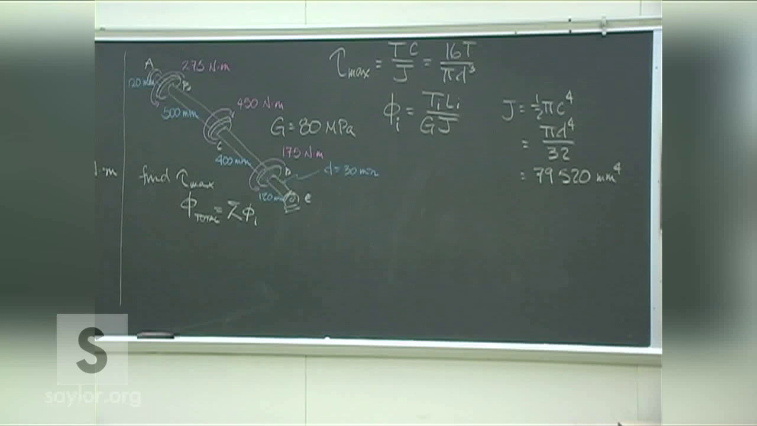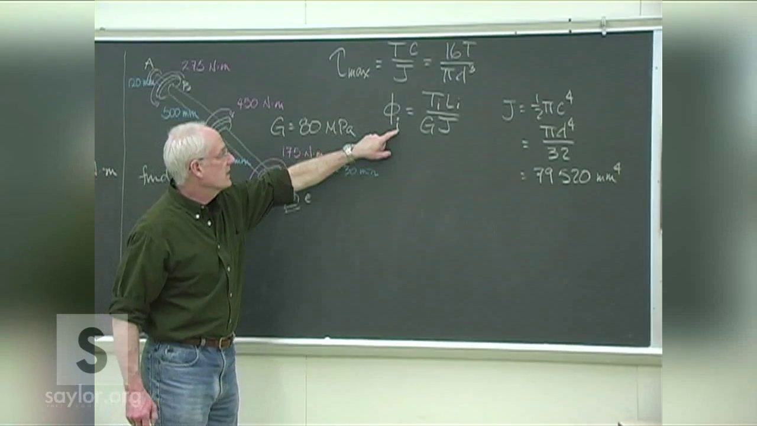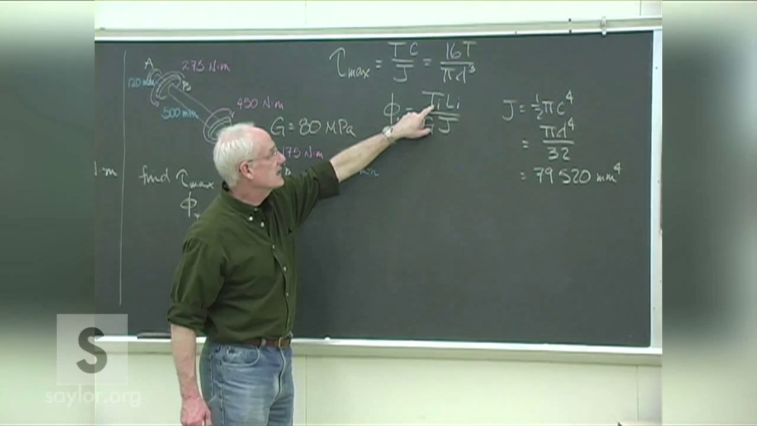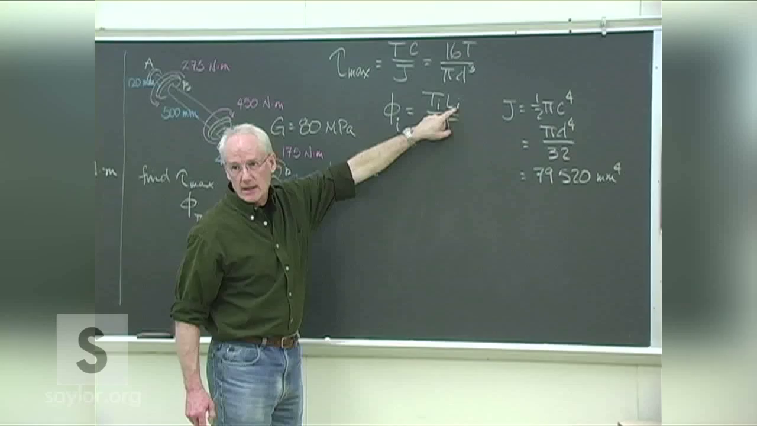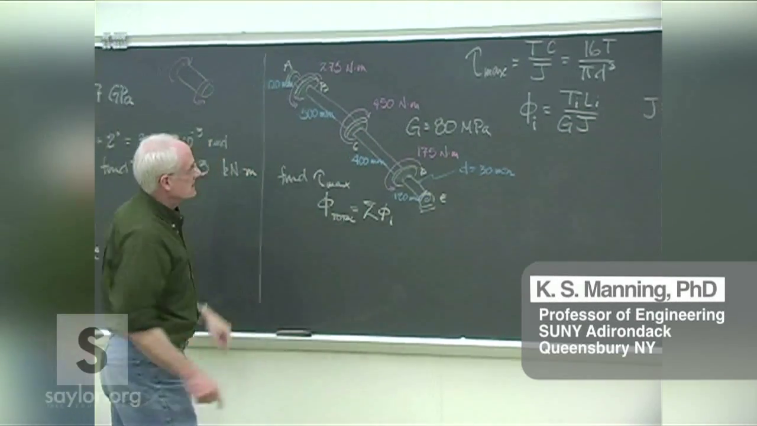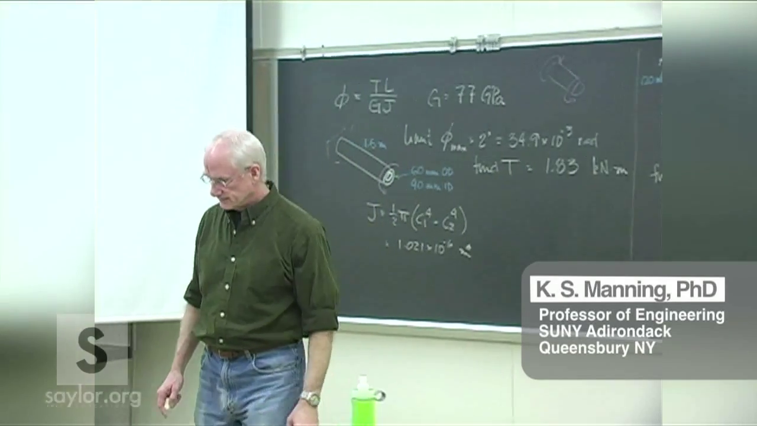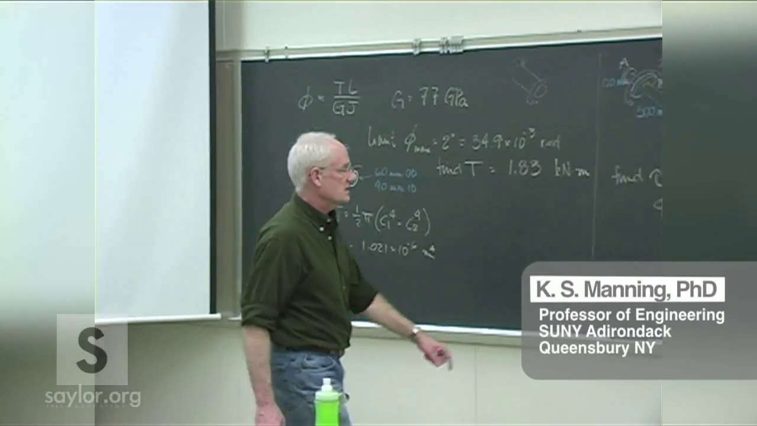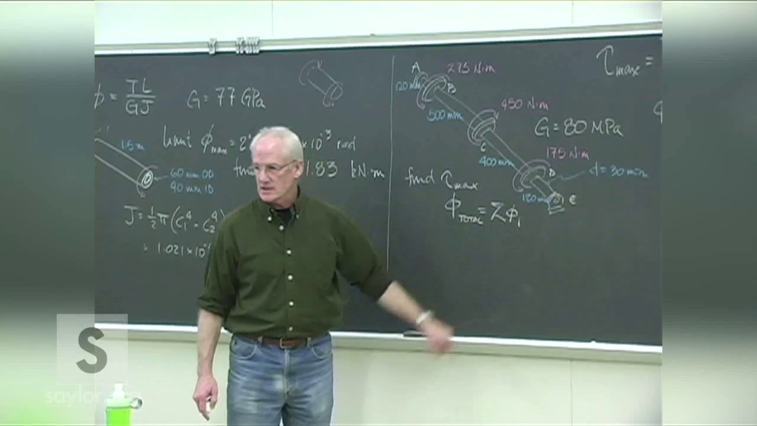Make sense, Joe? What's the i? The i just has to do with the fact that there are a couple of sections you're going to have to figure out the angular deflection for, because each of the sections has its own internal load and its own length. B to C is 500, C to D is 400 millimeters. So that's just an index, a summation index.